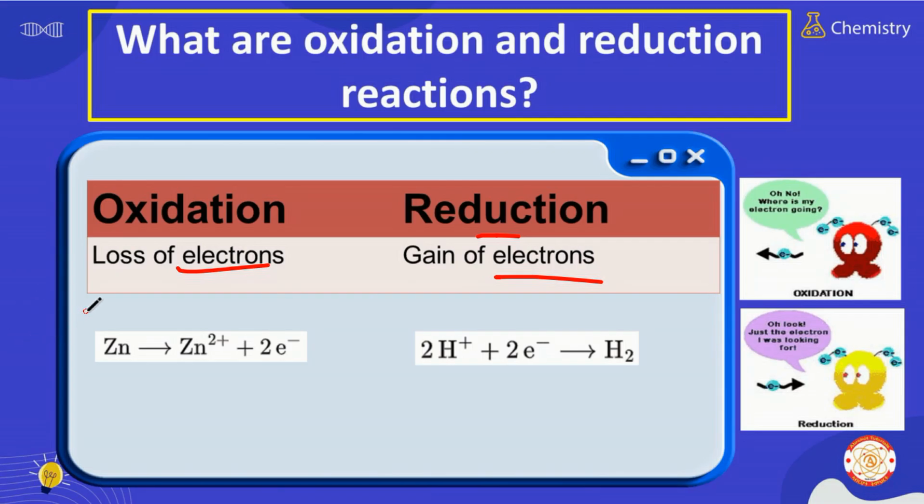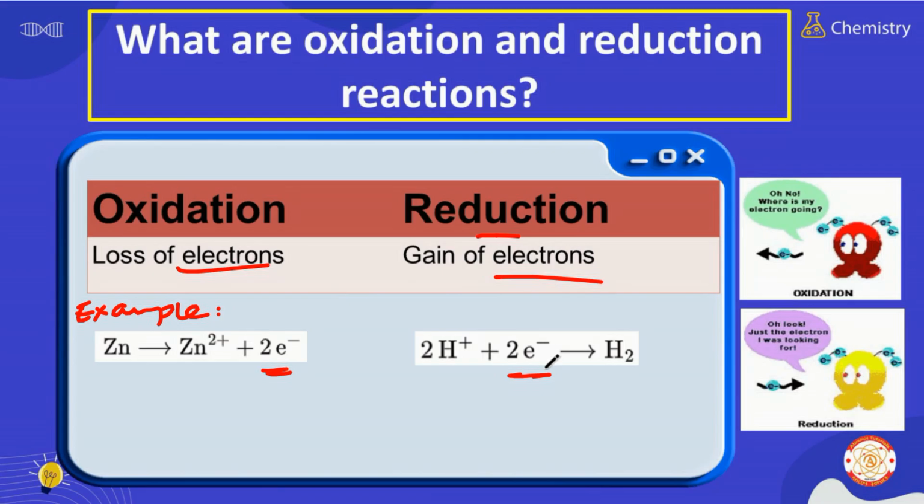So let us consider this example. The oxidation half reaction is written in this way. And remember, because electrons are lost, the electrons are written on the product side. Whereas for a reduction reaction, because electrons are gained, the electrons are written on the reactant side. So therefore, this example is an example of a reduction reaction.